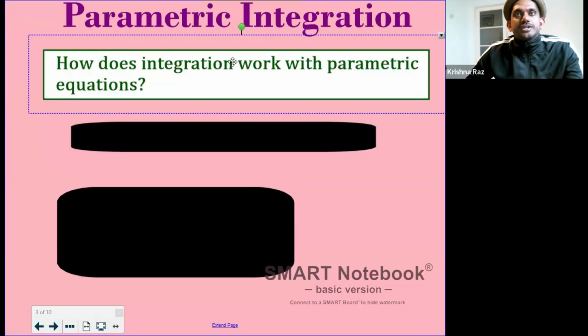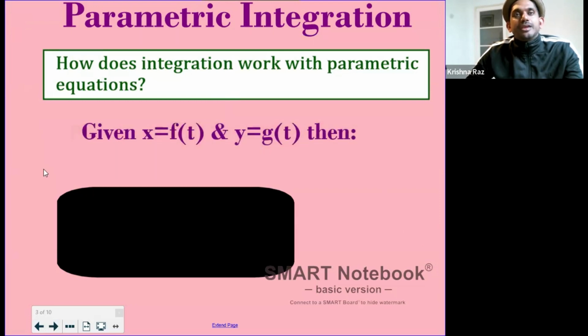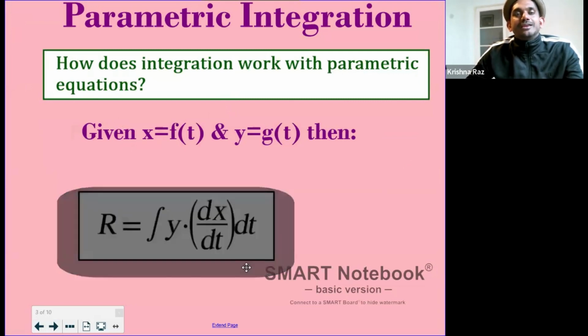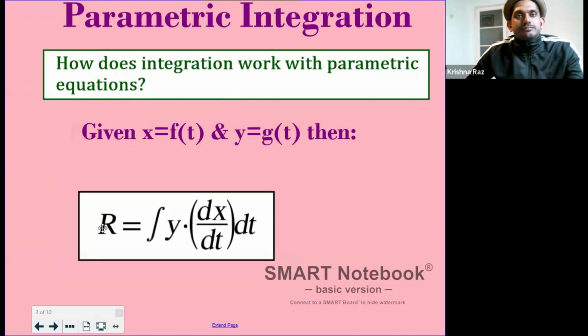So parametric integration, how does integration work with parametric equations? Quite simple. We're given x is a function of t and y is a different function of t, then the area or region of space R is equal to the integral of y times dx by dt with respect to dt. Make a note of that and we'll go straight into an example and use it.